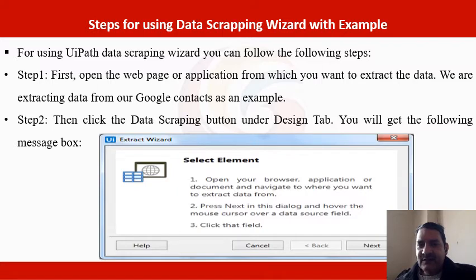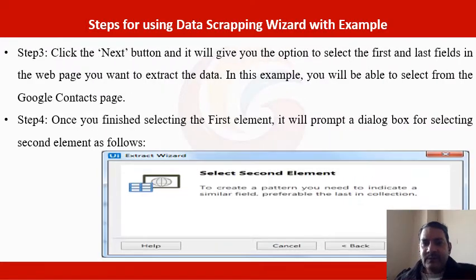Next, press next in the dialog and hover the mouse cursor over a data source field. Whatever your data field is, you will hover your mouse over it. Then press next, then click that field. This is step 2. In step 3, click the next button.